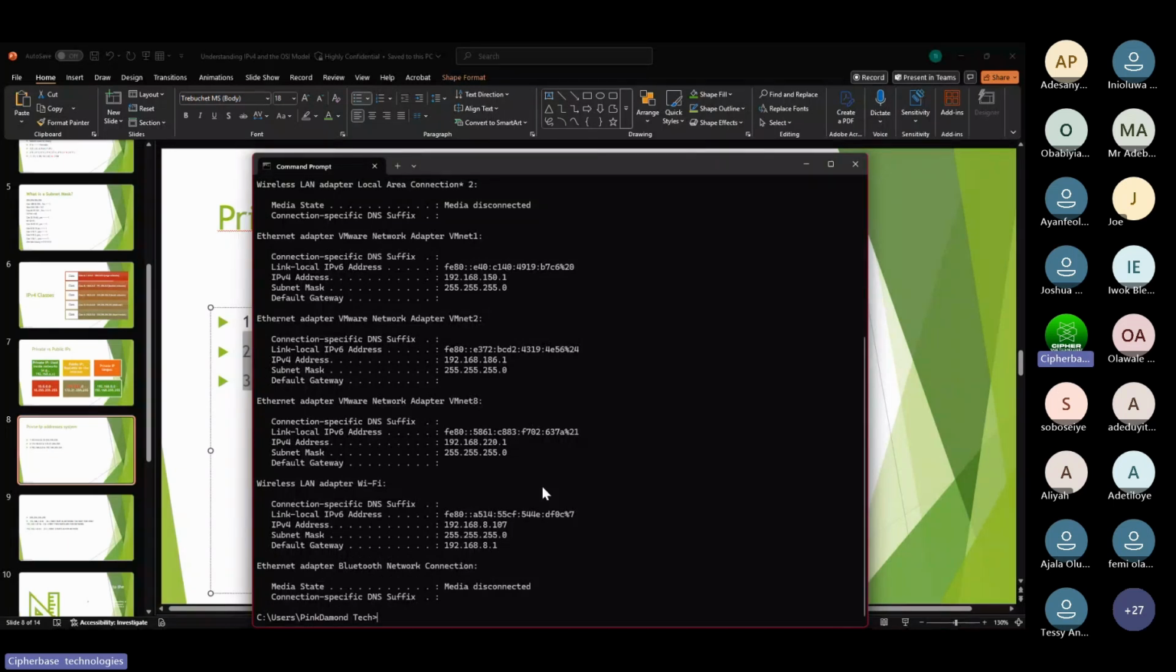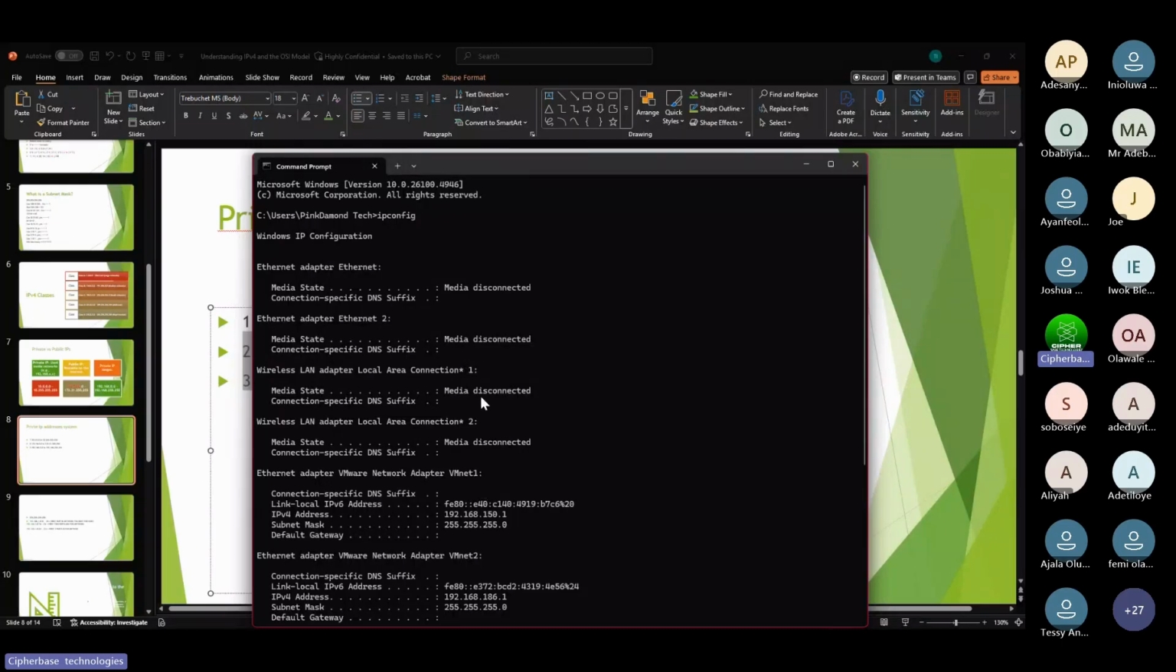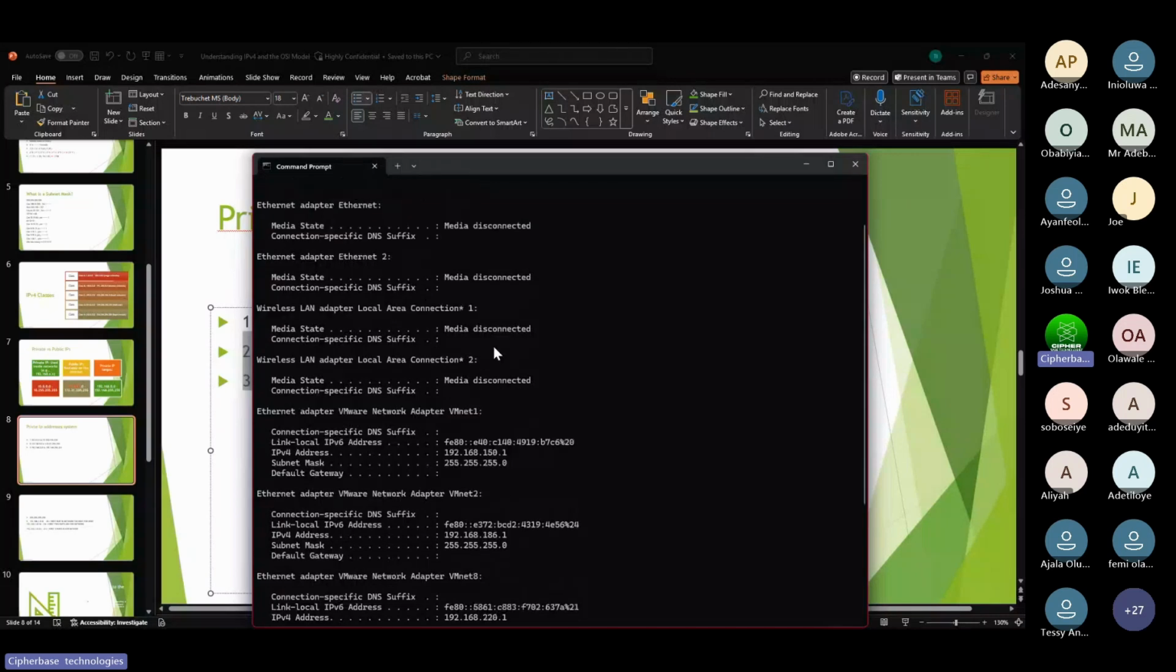You can check your own. That is ipconfig. If you are using Kali Linux, just use ifconfig to check your IP address. As you can see, I have plenty of these because I have a lot of virtual machines on my system. I'm supposed to have only one, which is the wireless LAN adapter Wi-Fi.